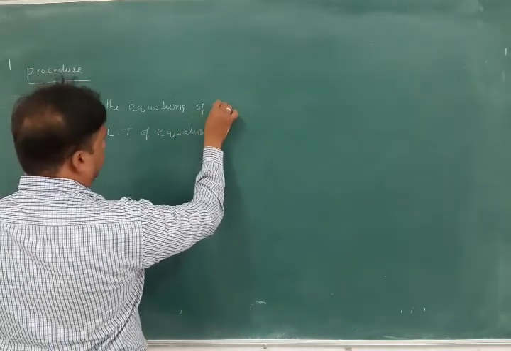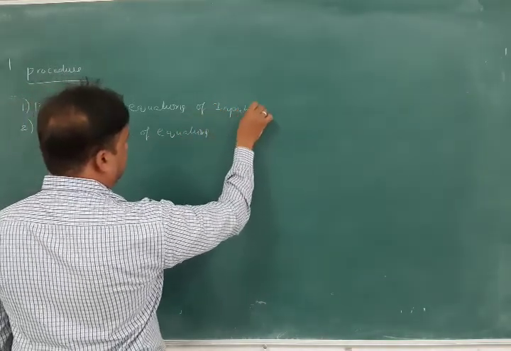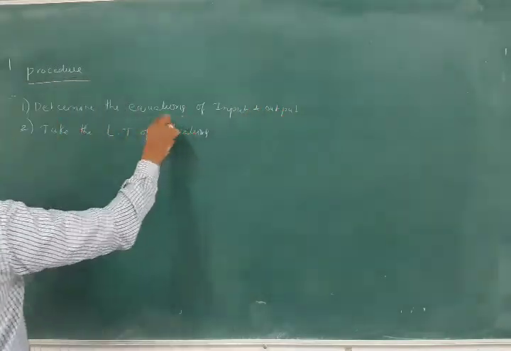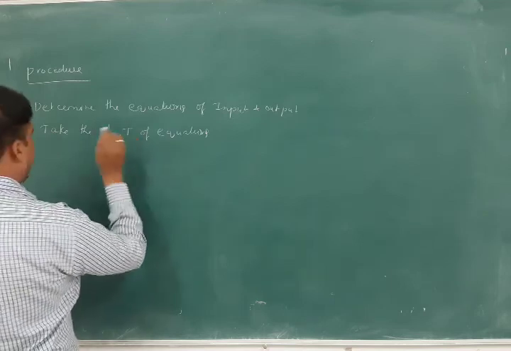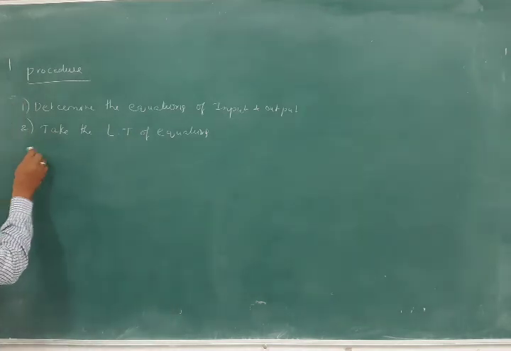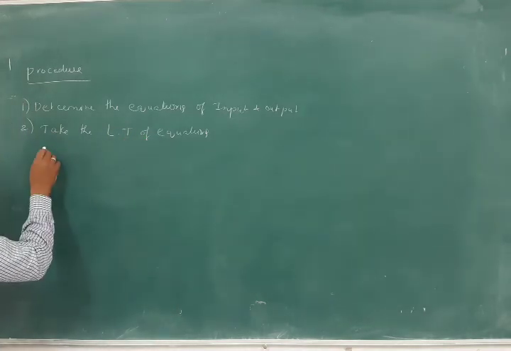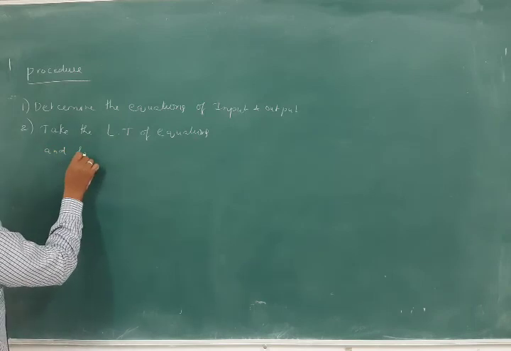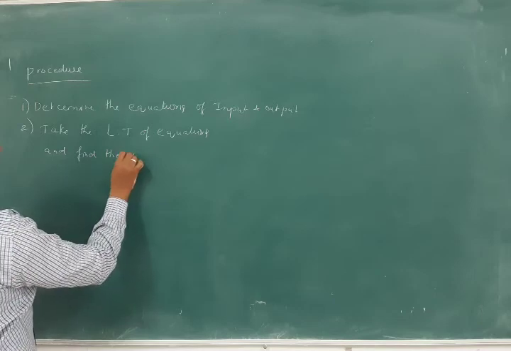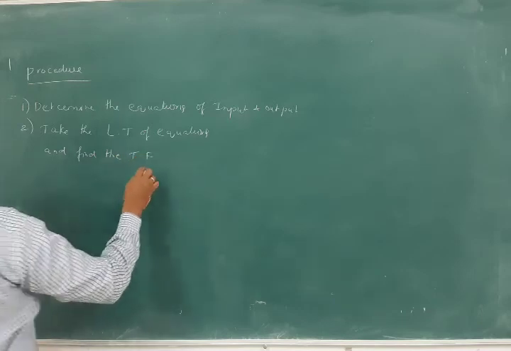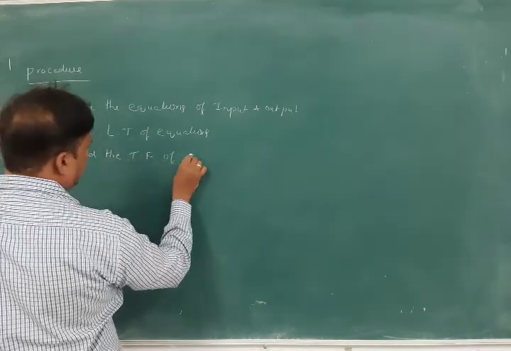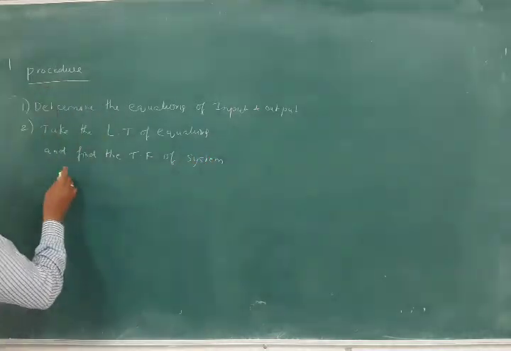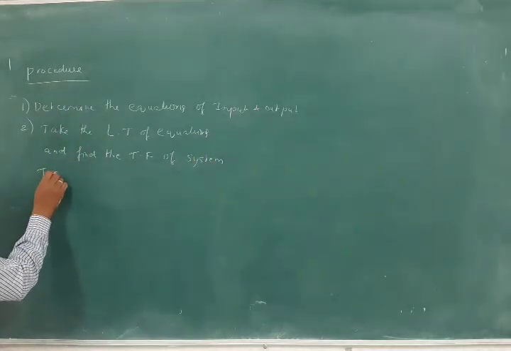Every system has input and output. For that input and output we take the equations, and for those equations you have to find the Laplace transforms. Then we have to find the transfer function of this system. After finding the transfer function of the system, we have to transform it into a polynomial.